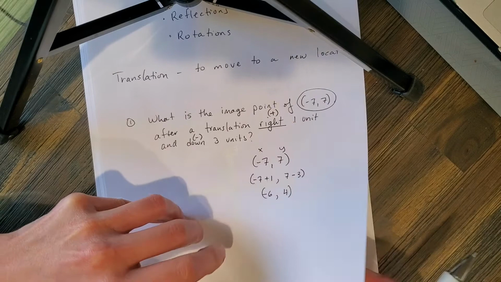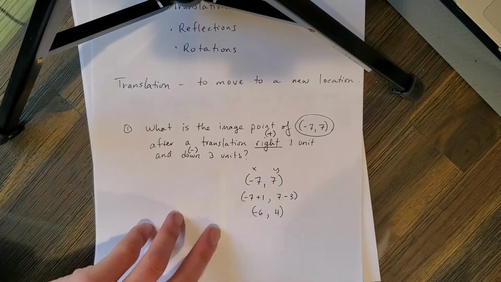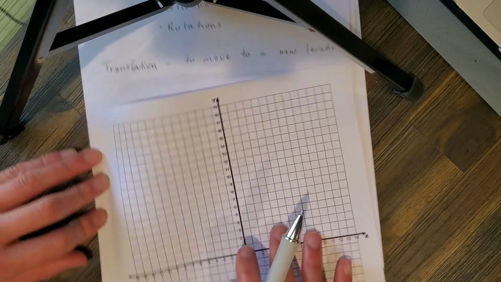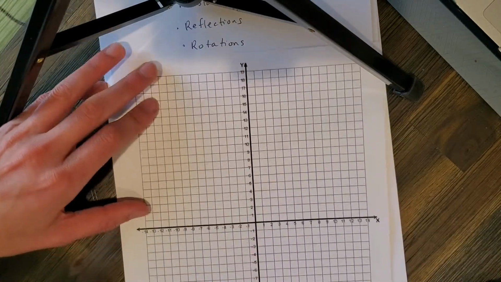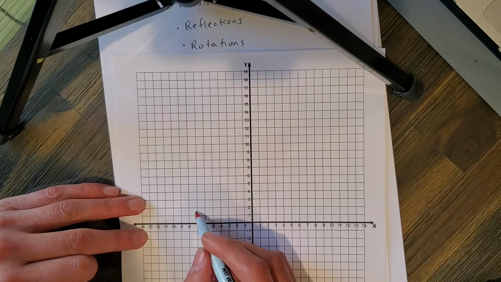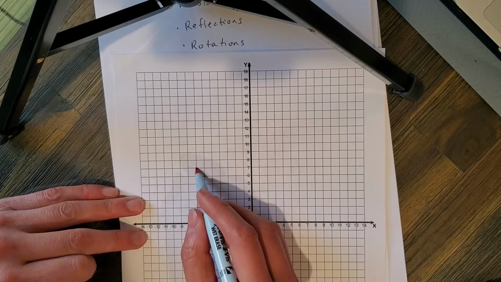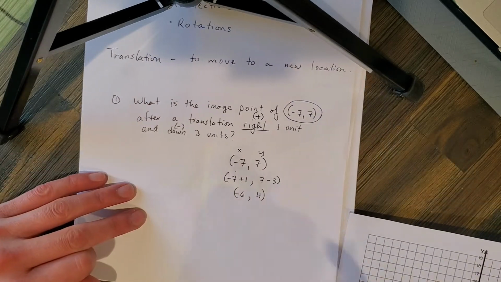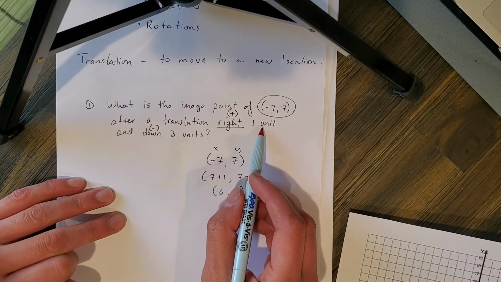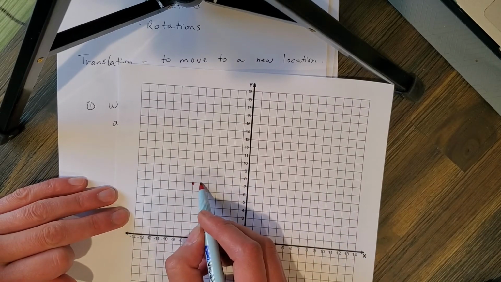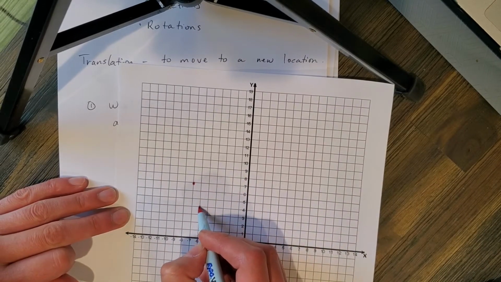Let me show you guys on the graph here really quickly. Okay? So we have negative 7, 7. So let me find it right here. And I'll use red so you guys can see it. So negative 7, 7. So that's going to be negative 7 and 1, 2, 3, 4, 5, 6, 7. Okay? And then notice here, if I go to the right 1 unit and then down 3, that's like doing this. 1 to the right and down 3. 1, 2, 3. So there you go.